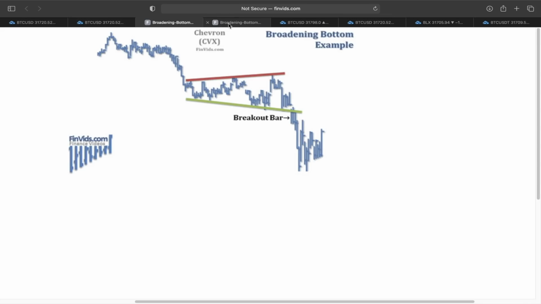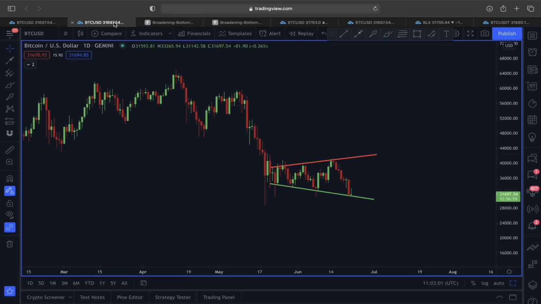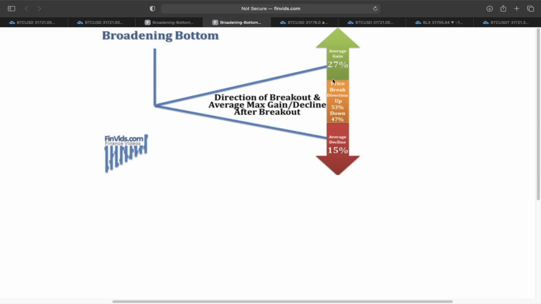But in most cases, this broadening bottom's average gain to the upside is 27%. The average decline is 15%. So that's why the price break duration up is 53% and price break down is 47%. So this is indicating, hey, if we could find a proper support here, right, around this lower line area of this broadening bottom, then we could be expecting some impulsive move to play out for Bitcoin, because according to this, the price breakout duration is also up, which is 53% compared to the downside.